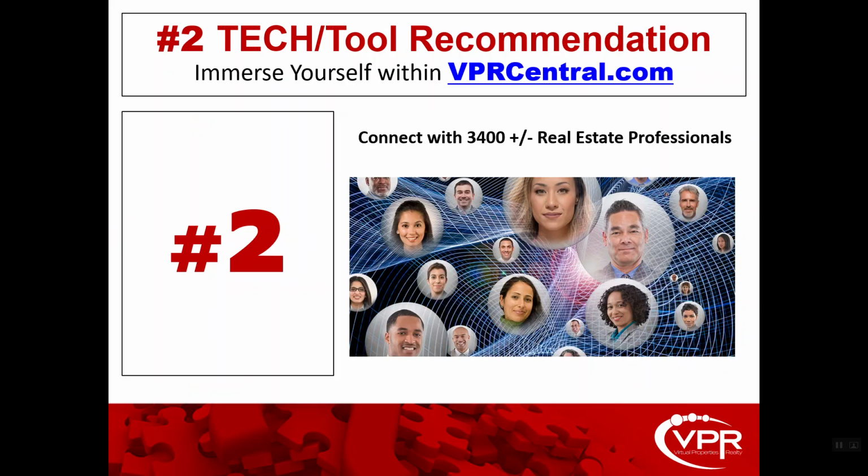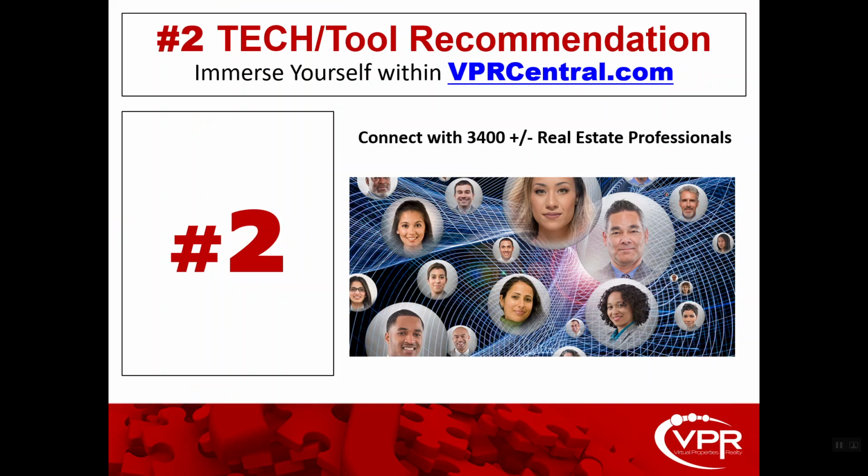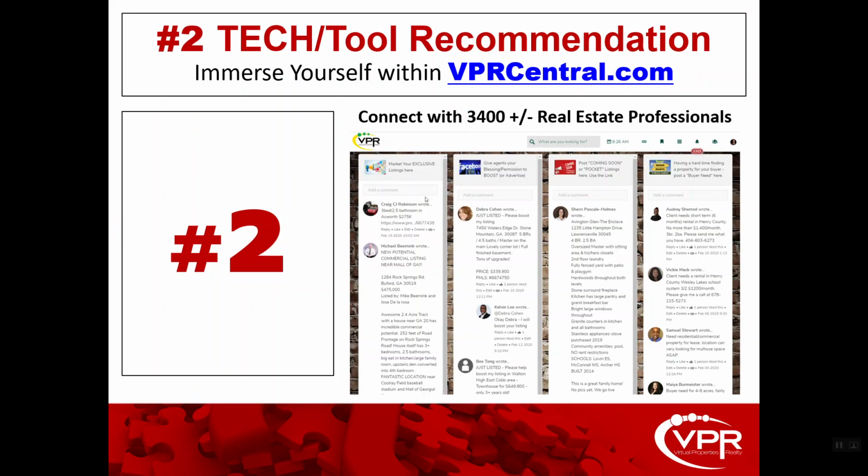Number 2 is VPR Central. That probably should be number 1. There's the front page, which is kind of like a newspaper. We call it the front page of VPR Central. This is where we keep you up to date. This is where we train you. And for you, it allows you to network with 3,400 real estate professionals in the area. It should be one of your number 1 selling tools when working with sellers, even with buyers. So don't underestimate the power of that.